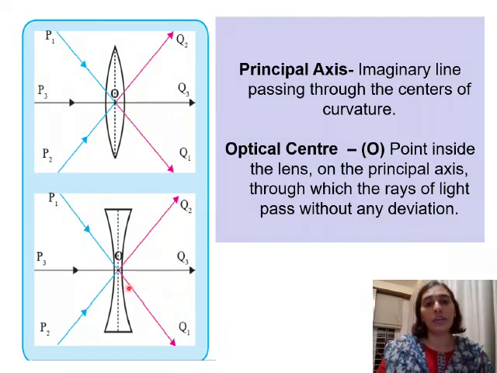So whether it is a concave or convex lens, the optical center is a point inside the lens on the principal axis, such that when light rays pass through it, they pass undeviated. So we have studied four terms, and one more term we need to understand in the next slide.